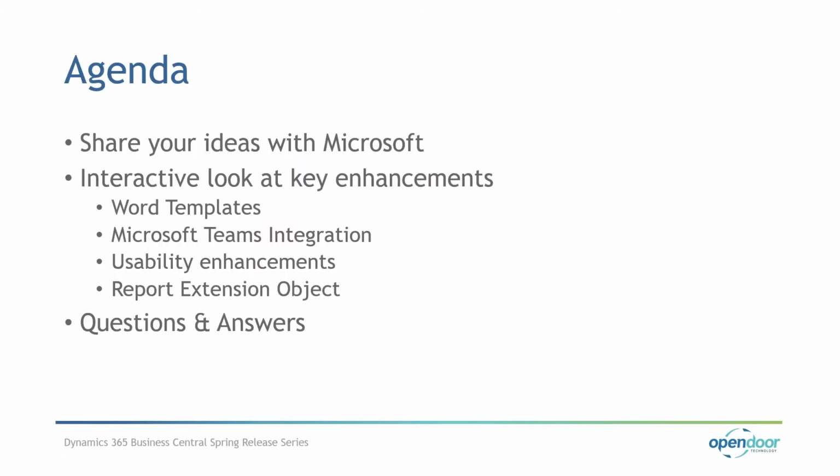So the agenda today is that this is the third and final part of our three-part spring series, sharing key recent and planned Business Central technical changes. In today's session, we'll look at Business Central features including Word templates, Teams integration, usability enhancements, and how to extend a standard report. These new features are already available in your Business Central environments or will be rolled out soon.